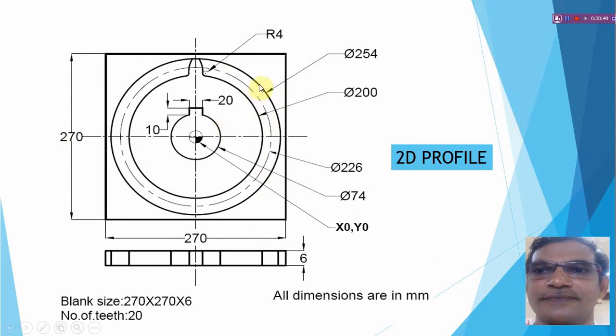This is called addendum. The inner circle is called dedendum. In between, one more circle is there, that is called pitch circle diameter, PCD, and one more circle is there inside, that is for key slot provision. Total height of the blank is 6 mm. The blank size will be 270 by 270 by 6. Number of teeth will be 20.